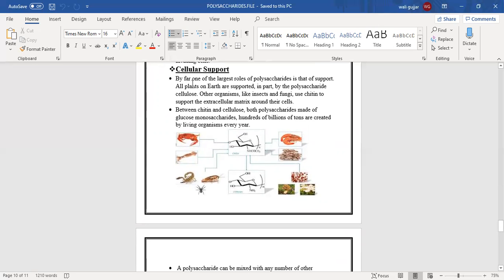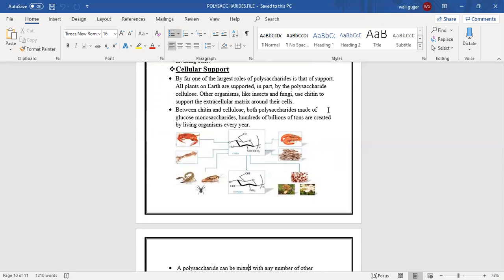Polysaccharides give cellular support. By far, one of the largest roles of polysaccharides is that of support. All plants on Earth are supported in part by the polysaccharide cellulose. Other organisms like insects and fungi use chitin to support the extracellular matrix around their cells. Between chitin and cellulose, both polysaccharides made of glucose monosaccharide, hundreds of billions of tons are created by living organisms every year.